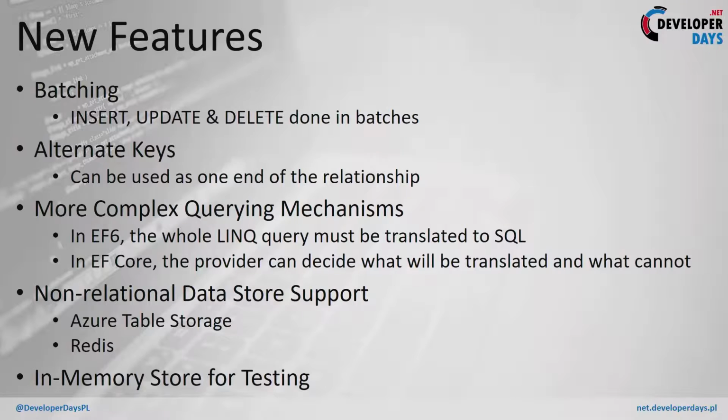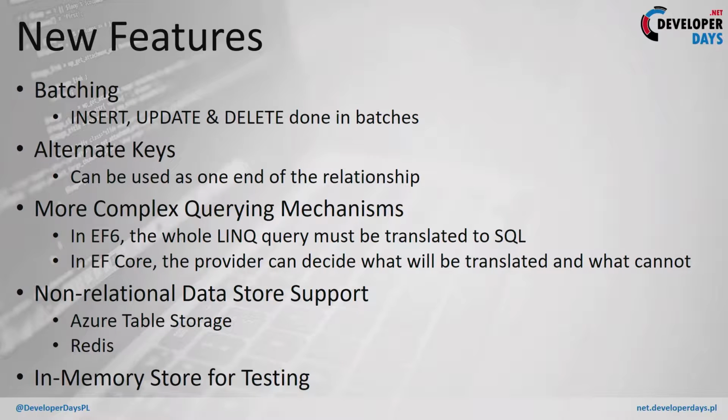EF Core brings several new features. For example, one of the most interesting, which can dramatically boost the performance, is batching. If you insert 100 entities into some DbSet and call SaveChanges, originally the classic Entity Framework sends command by command. Insert, insert, insert, insert, insert. And after each insert, it has to pick up the ID which was assigned by the database, so it's not possible to easily do batching. EF Core can do batching, and it batches everything together, so it should be faster.